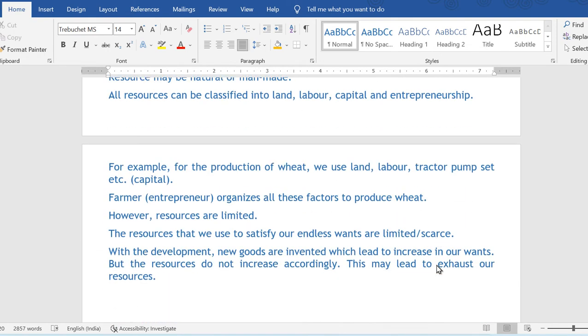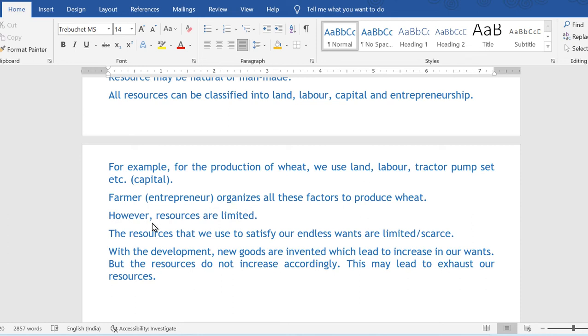For example, for the production of wheat, we use land, labor, a machine like a tractor pump set, etc. The tractor pump set forms a part of the capital. The farmer, who is the entrepreneur here, will organize all these factors together to produce wheat.